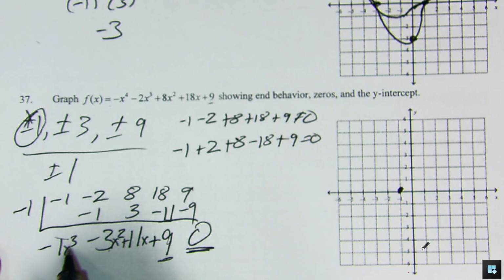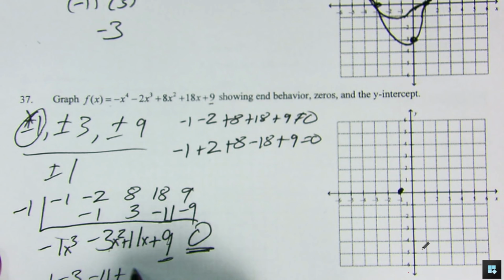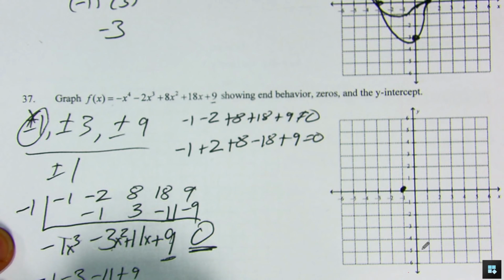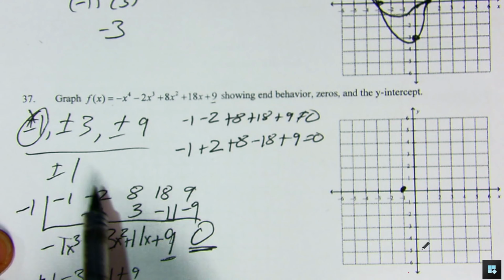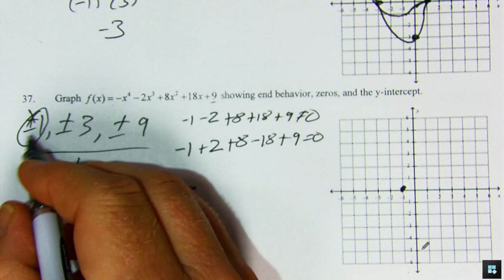Let's try it. Negative 1 cubed is negative 1 times negative 1 is 1. Minus 3 minus 11 plus 9. 1 minus 3 is negative 2. Negative 2 minus 11. Oh, so close. Negative 2 minus 11 is not a good sign. Oh, this should have been negative 1. No, it should have been plus 1. Because when I plug in a negative 1, negative 1 cubed is negative 1, negative 1 times negative 1 is plus 1, negative 1 squared is 1 times negative 3, negative 3, negative 1 times 11. So that's not going to be 0. So negative 1 only happened once.